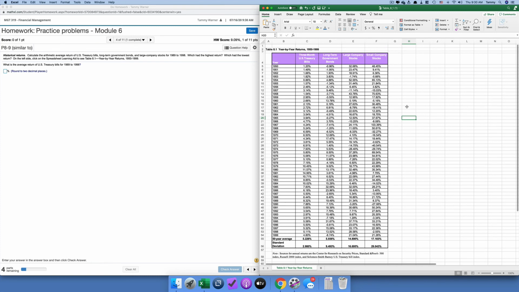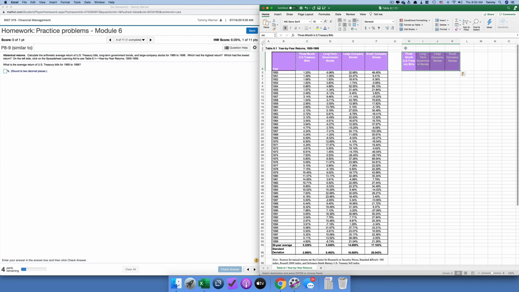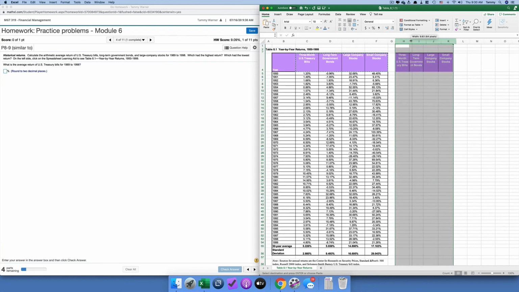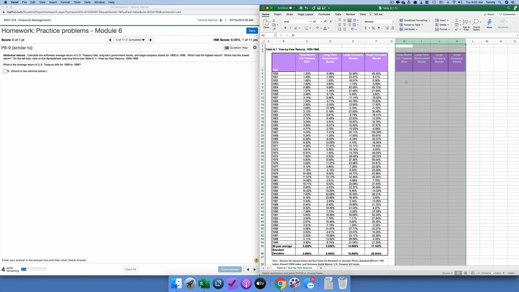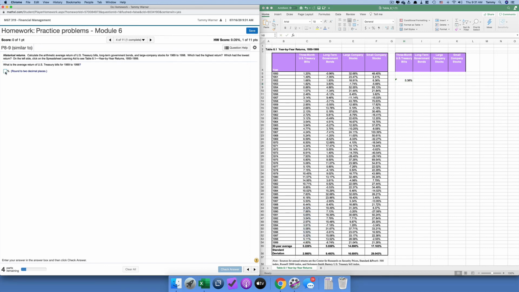So for the average, we'll take the headers, put them there, and make them a little wider so we can see what we're doing. I swear I spent half my life formatting spreadsheets. So now all you got to do is calculate the average. So you go equals average. Make sure you're picking the right year. So we got 89 through 98. Close the paren. There it is. 5.38%.